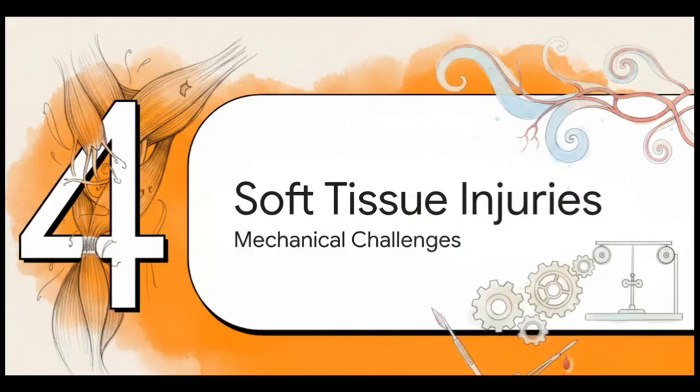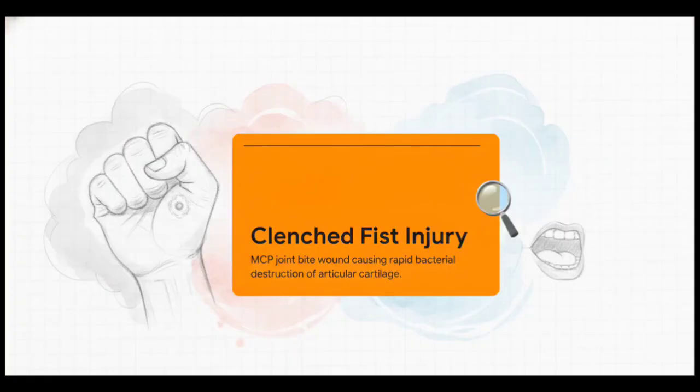Okay, we are really escalating the stakes now. Welcome to Section 4, Traumatic Soft Tissue Injuries. We're talking about injuries that throw immediate mechanical and biological challenges right at the surgical teams. Let's start with bites. Now, they frequently present as punctures or avulsions, but we absolutely have to pay special attention to the clenched fist injury.